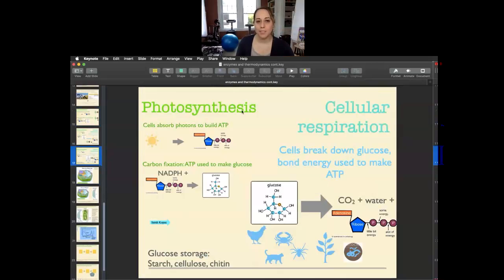And then the opposite of this is cellular respiration. So this is the breaking down of glucose, and all organisms do this. All organisms can break down glucose to make ATP, which can then be used by individual enzymes in the cell. And then the byproducts normally of cellular respiration are carbon dioxide and water, as well as ATP. And so we have all the different organisms here, lots of different organisms.